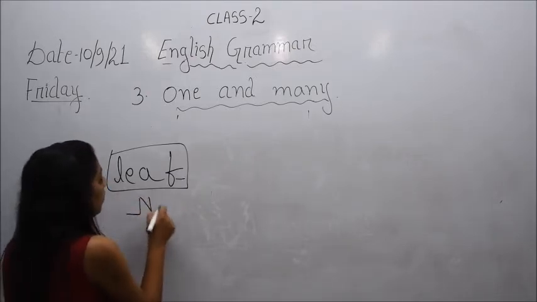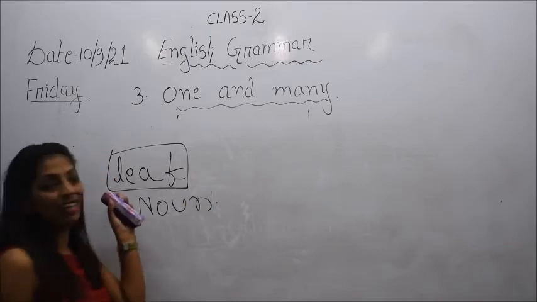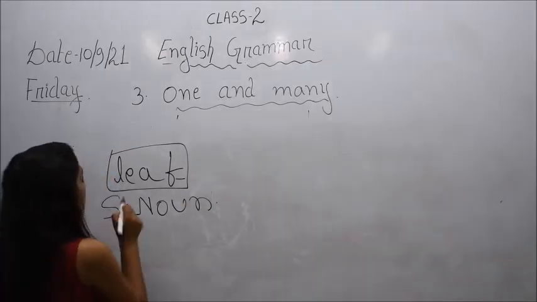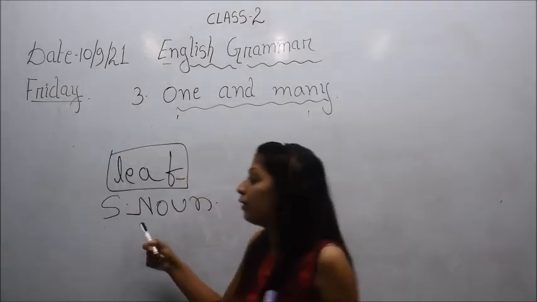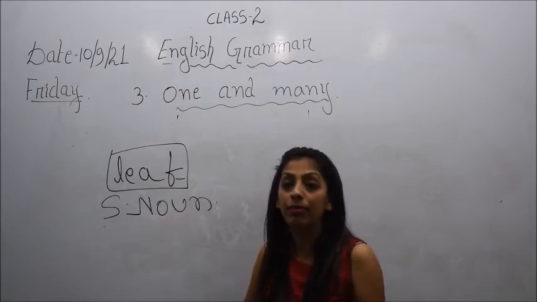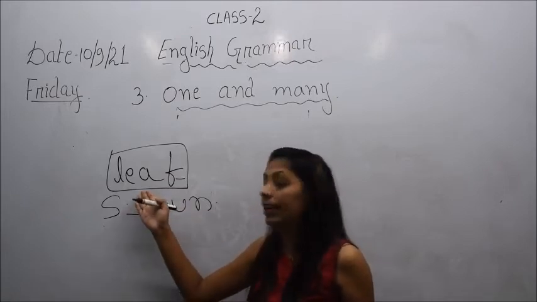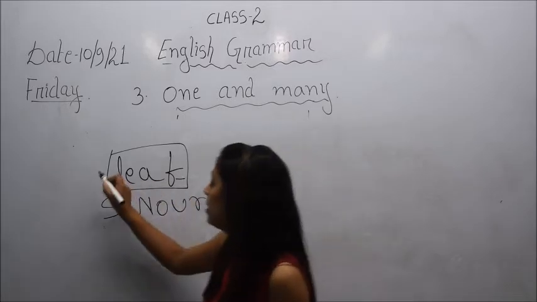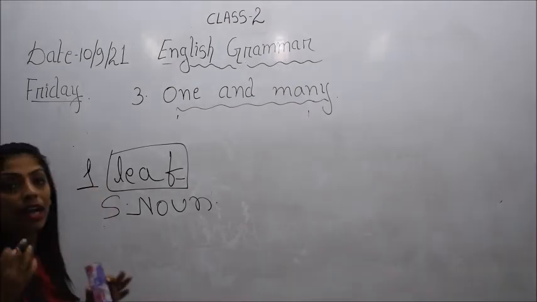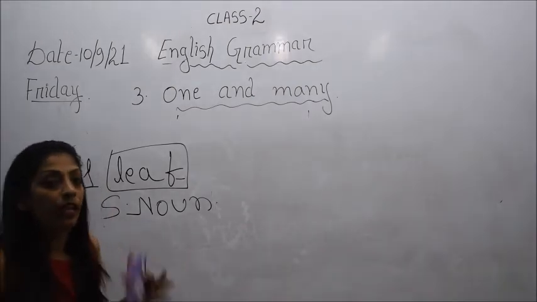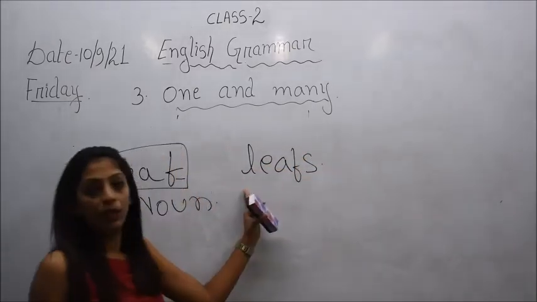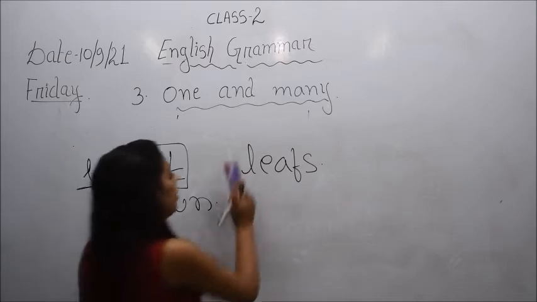And this is a noun. Why is it a noun? Because leaf is a thing. So it is a singular noun, leaf. If you are asked to convert it into plural, that means you have to show that there is more than one leaf. Now this one is only one leaf, L-E-A-F. But if I ask you to convert it into plural, how will you convert? L-E-A-F-S. Will you convert it like this? No, it will be wrong.